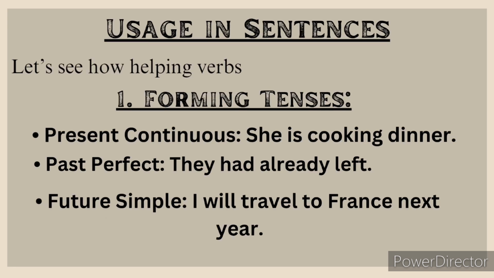Uses in sentence of auxiliary verbs and helping verbs. Let's see how helping verbs work in different contexts. Forming tenses. Present continuous, she is cooking dinner. Past perfect, they had already left. Future simple, I will travel to France next year.